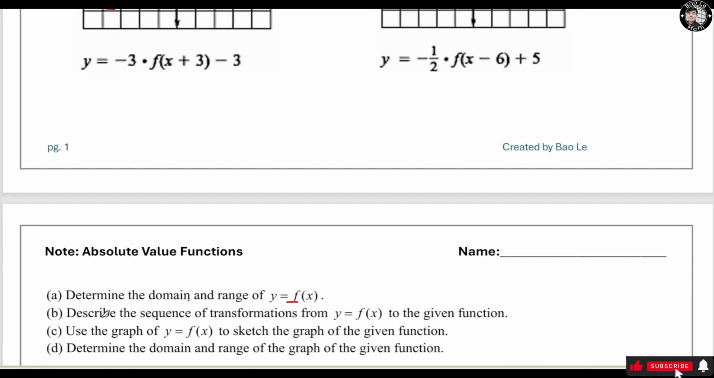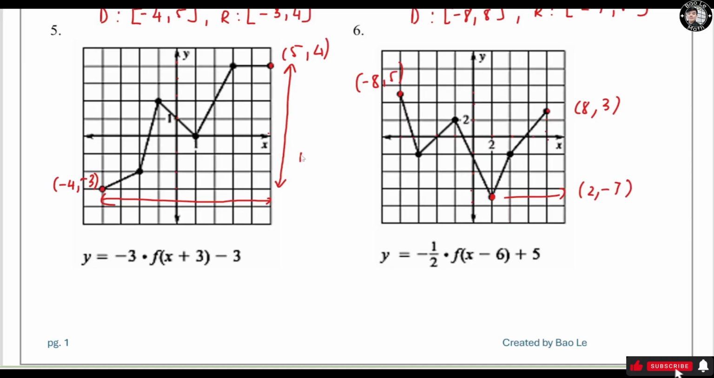Question B. Describe the sequence of transformations from y equals f of s to the given function. Now remember the order of transformation is going to be B, H, A, K, and the general formula is going to be a times f of b times s minus h, plus k. Now look at this function right here. b equals 1, right? So we skip B. Next one, H. h equals negative 3, right? So first we're going to move left 3 units.